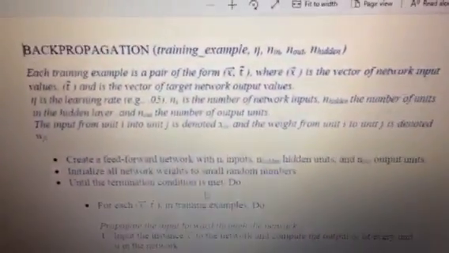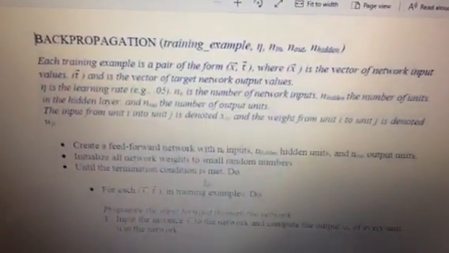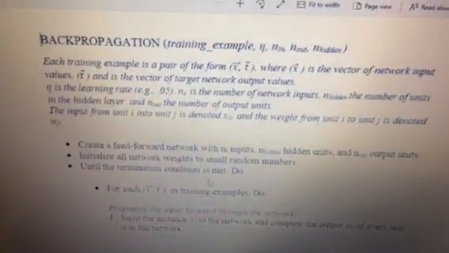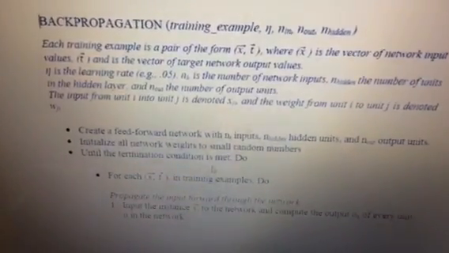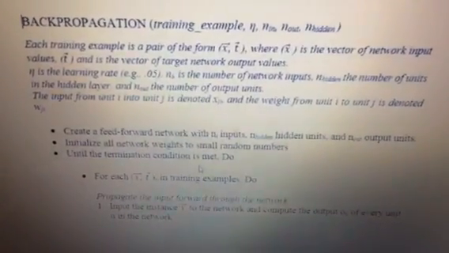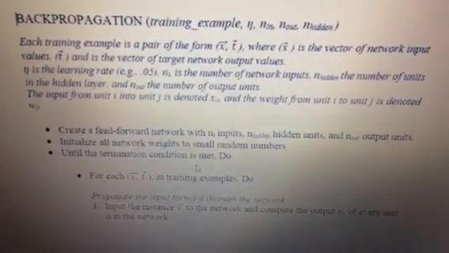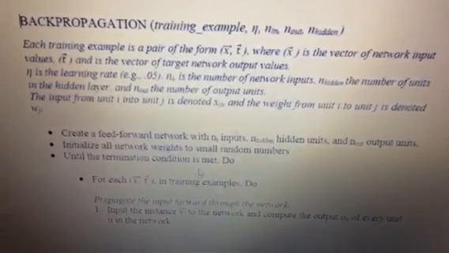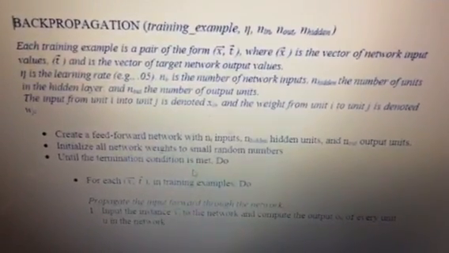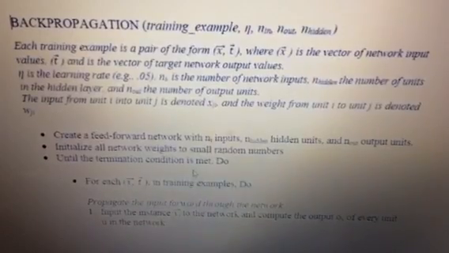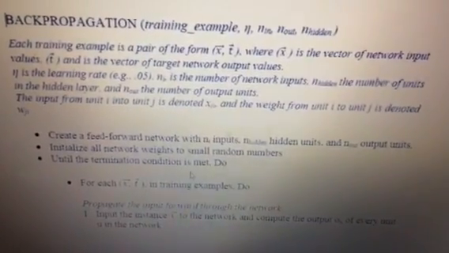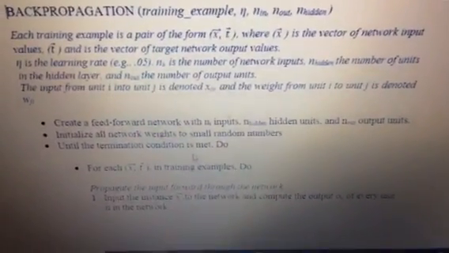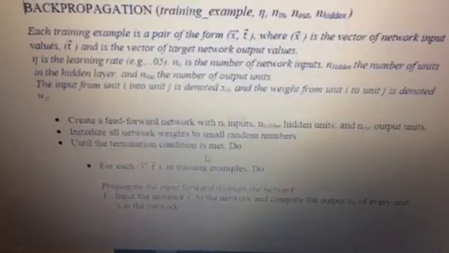So how should the algorithm start? The algorithm starts by representing the input in vector form and the output in vector form, as a pair, x vector comma t vector, where the x vector is known as the input vector and the t vector is known as the output vector. Eta is the learning rate, given by a standard value, 0.05. NI is the number of inputs into the network.